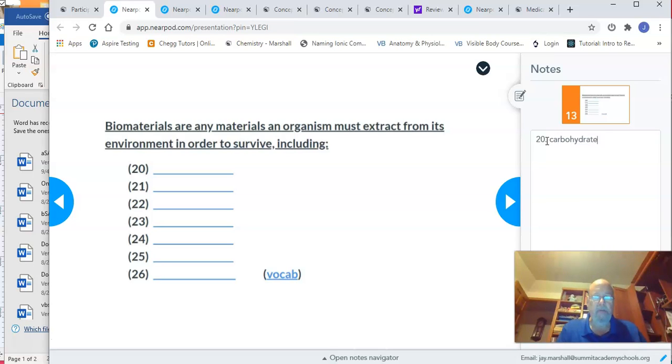carbohydrates. I need carbohydrates, especially glucose, right? I need lipids. I need to get proteins from the environment. I need to get water. I need to get oxygen. I need to get vitamins, and I also need to get minerals. These are all the things that I need to get from the environment, and it doesn't really matter what order you put these in.